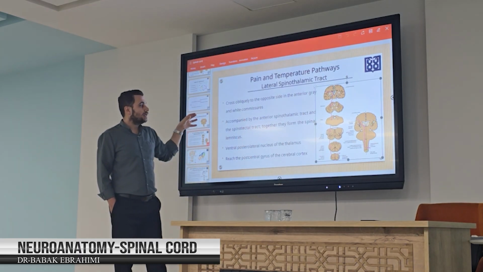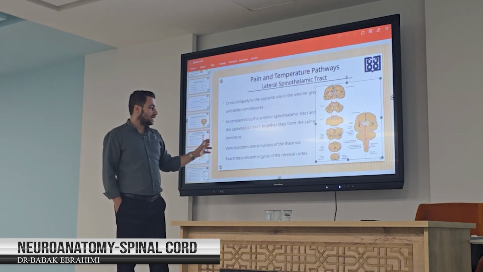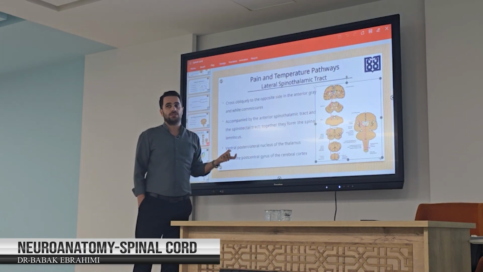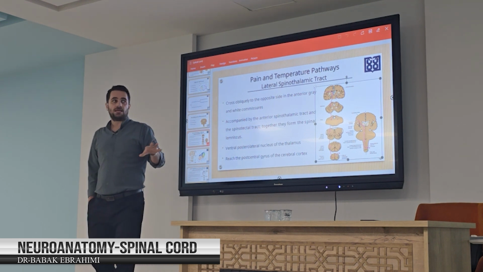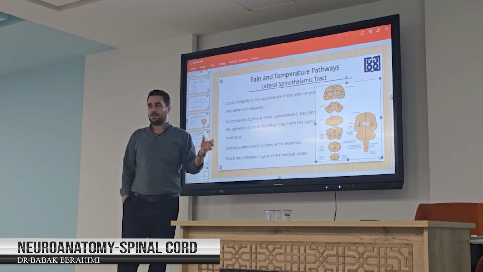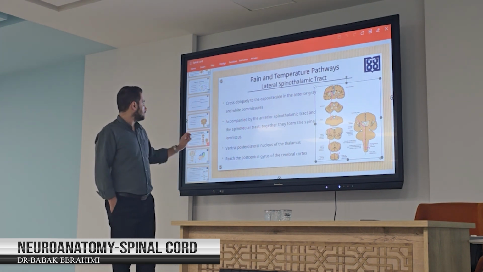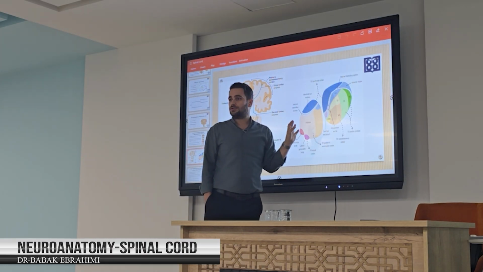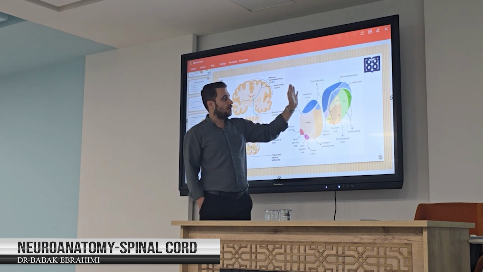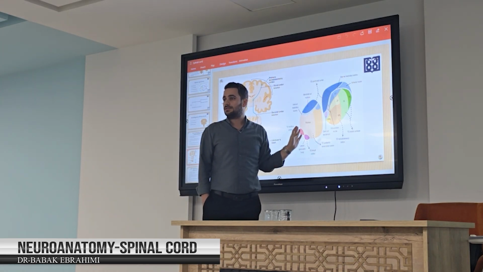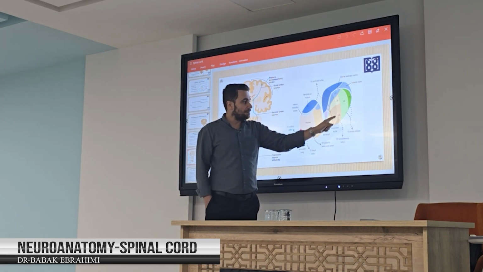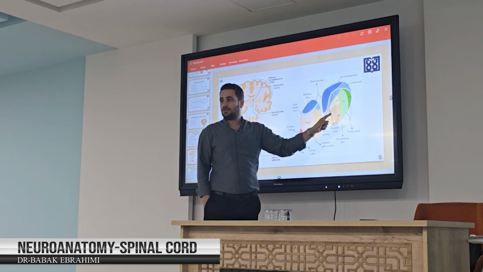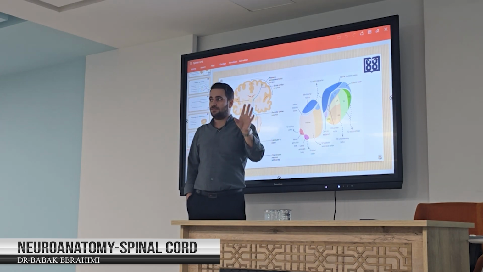Okay, and it goes upward until one nucleus of the thalamus. I don't want to focus on the thalamus because you will study it later and it takes our time. But look here, this is the shape of the thalamus. We divide the thalamus into several nuclei, and we say VPL nucleus, one nucleus of the thalamus that you will study.